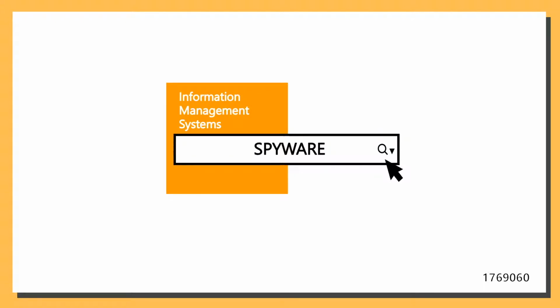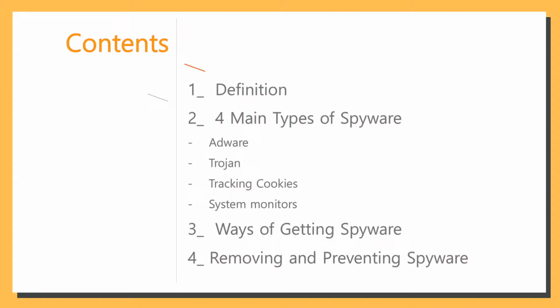Hi, today I will be talking about spyware for information management systems. So in this video, we will be going over the definition of spyware, the four main types of spyware, ways of getting spyware, and finally removing and preventing spyware.